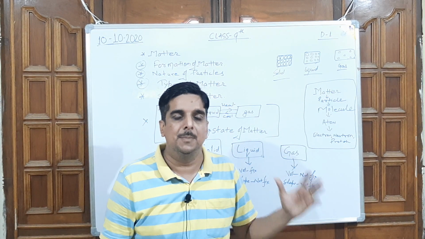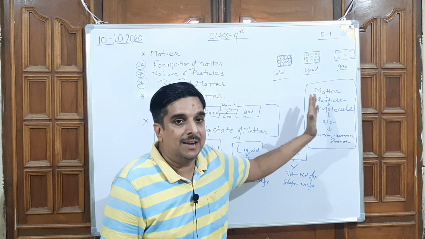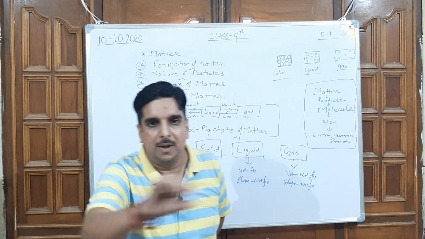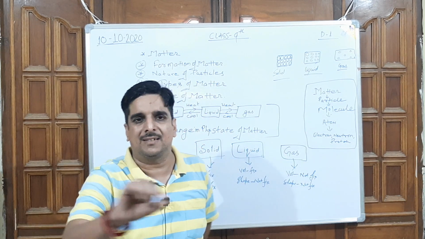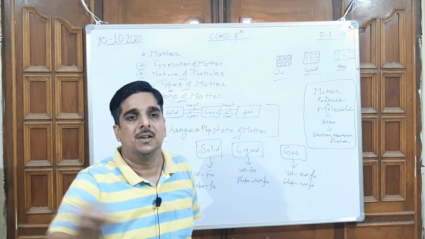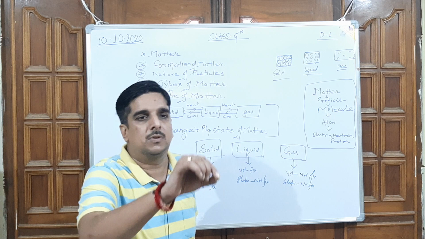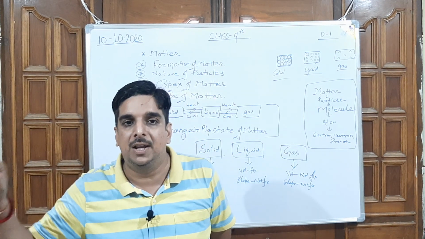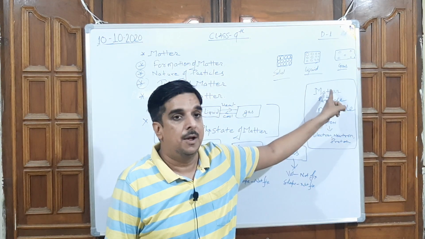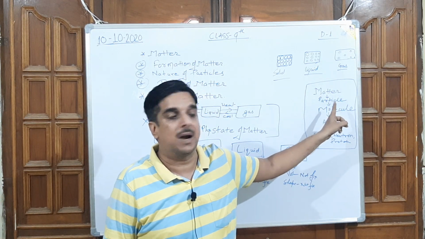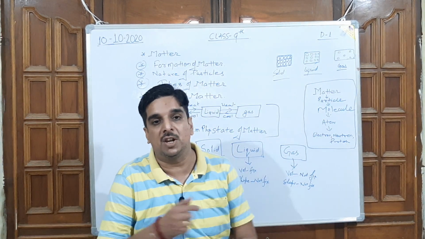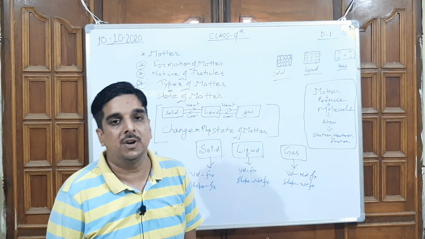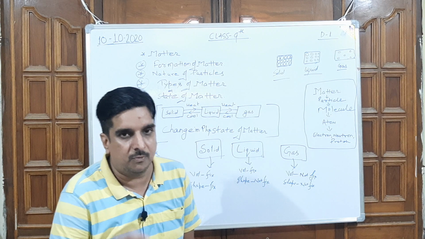Just similar to that, matter is made up of small and teeny particles. So if somebody asks for a one-line answer to define matter, we can easily write that matter is made up of small and teeny particles. Matter is made up of particles, particles are made up of molecules, molecules are made up of atoms, and atoms are made up of electrons, neutrons and protons. This is the fact.